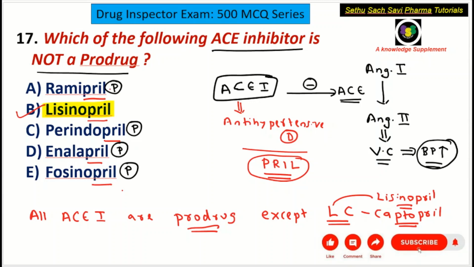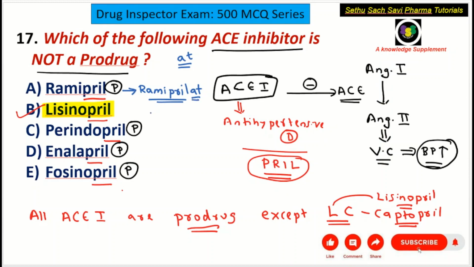What is the active form of these prodrugs? For example, ramipril is a prodrug. So what is the active form of that drug? You just need to add the word AT to these drugs. That is the active form. For example, ramipril is a prodrug and the active form is ramiprilat. So the active form of ramipril is called ramiprilat. You just need to add the word AT.